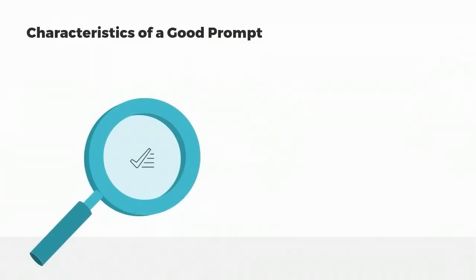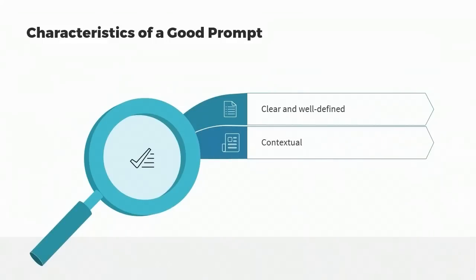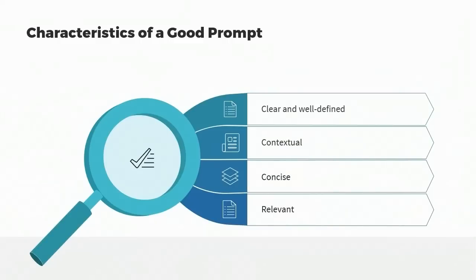Let's dig deeper into some of the key characteristics of a good prompt. Prompts should be clear and well-defined, with a specific question or request. They should also have sufficient context. This may include information about the topic, the user's preferences, or the current conversation. In addition, prompts should be concise, to the point, and relevant to the intended topic, question, or request. This helps to avoid confusion and ensures the model focuses on the most important aspects of the user's instruction.